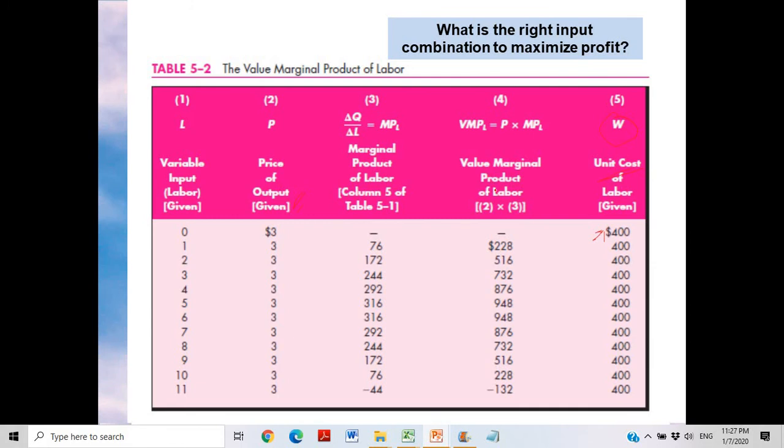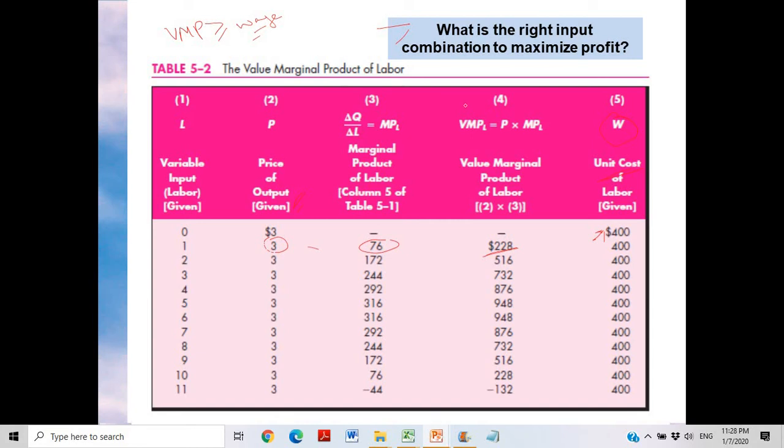So how do we get the value of marginal product? We have to know the marginal product, and then we just multiply by the selling price. So what does it mean by VMP must be equal to or more than the wage? Because here we are looking at labor, so we use the wage to make this decision: what is the right input combination to maximize? This is the question that I asked you earlier.